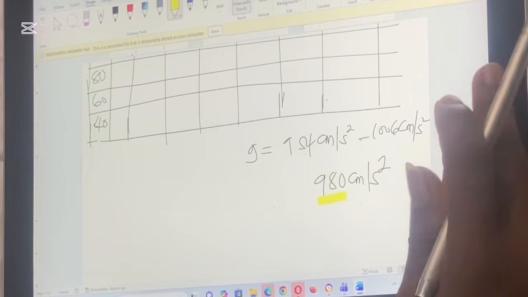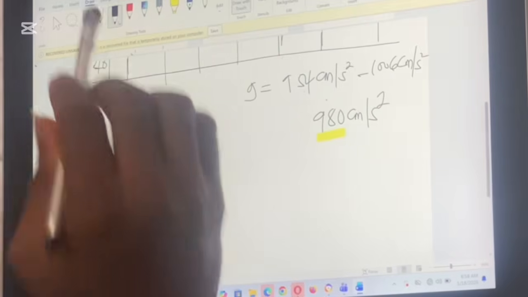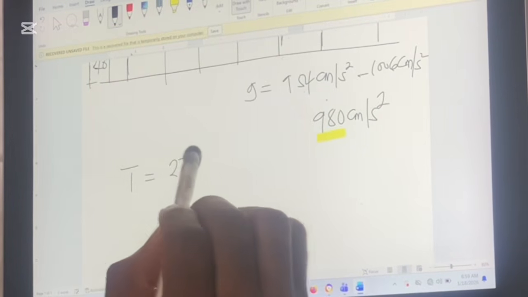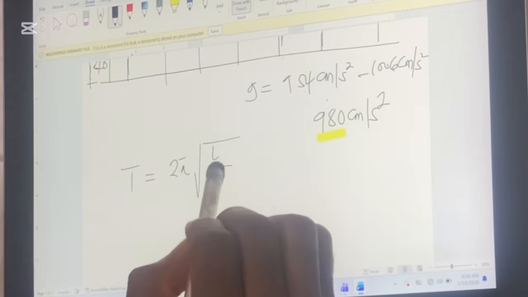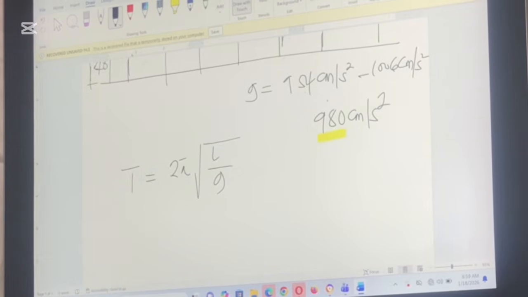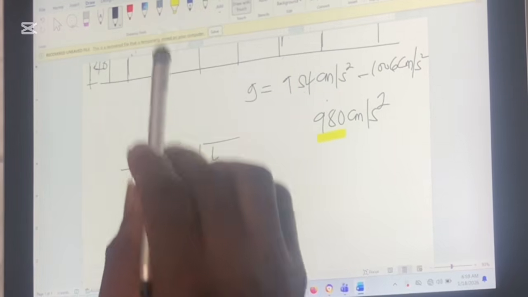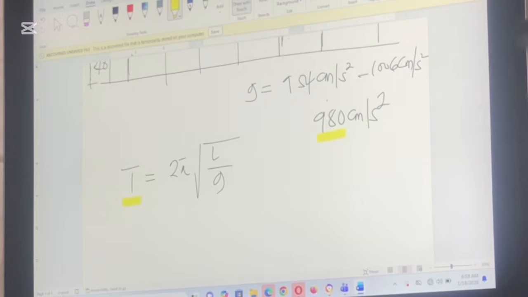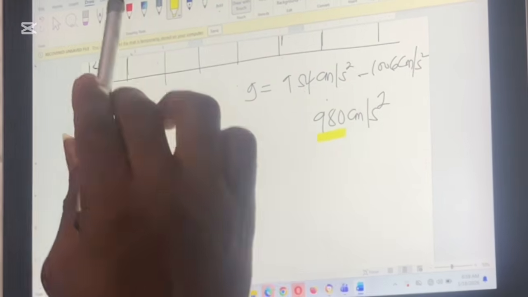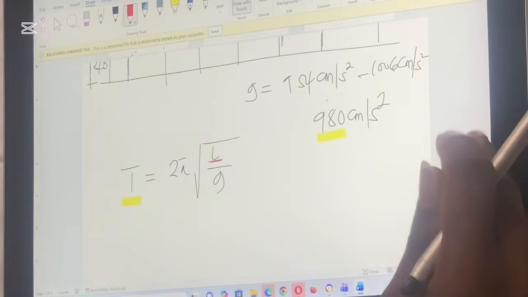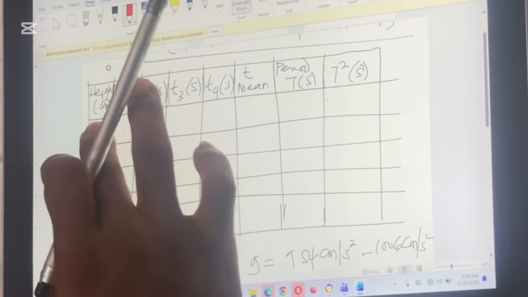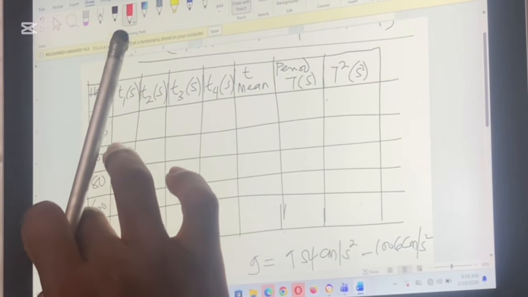So if I want to use the formula method, remember the formula is T equals 2 pi square root of L over g. I want to use this formula. The subject of the formula here is T. I want to calculate T. So how can I calculate T? Of course, L, the length or height, is given to us in the table as 120, 100, 80, 60, 40.